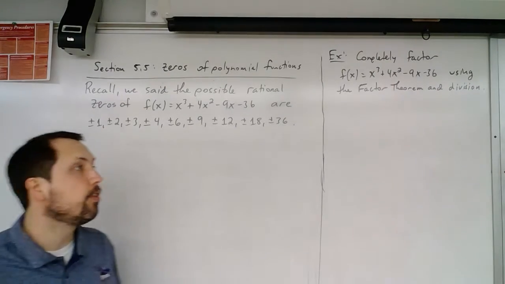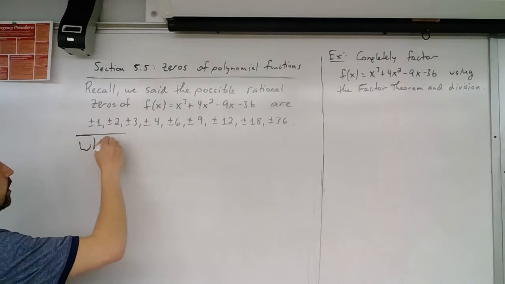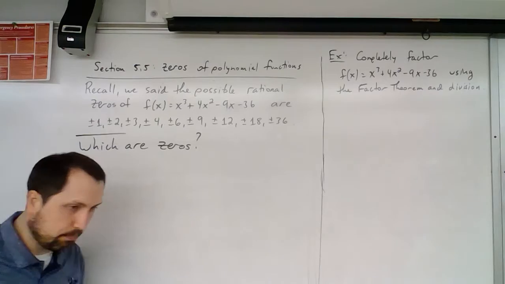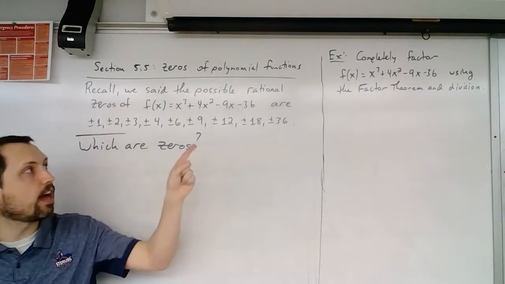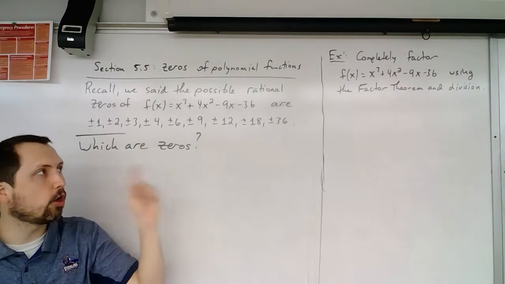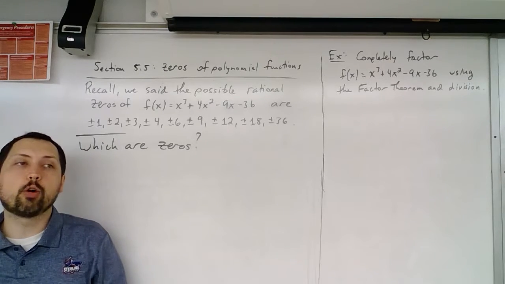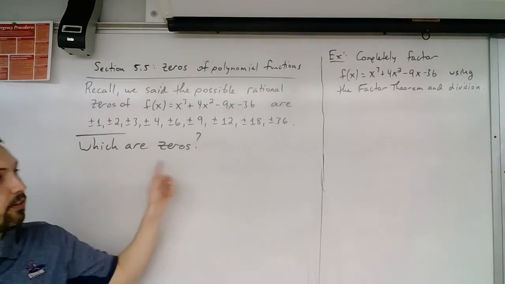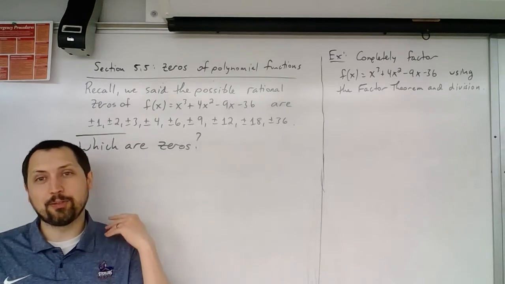Now the question that we'd like to ask then is which are zeros? These are possible zeros, but as I've said over and over again, this is not all of the zeros. This doesn't make sense. You can't have all of these be the zeros of this. So only some of them, maybe none of them will work. So we'd like to figure out how do we check this. How do we figure out which one of these are zeros? Well, unfortunately, it comes to guess and check.